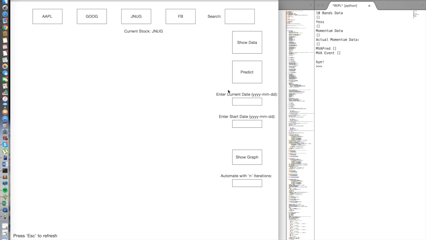First off, we just want to enter the current date. We'll just go with the 28th. And then the start date is when we want to start retrieving data, so we could just do a month ago. And from here, we can show data of the current stock.